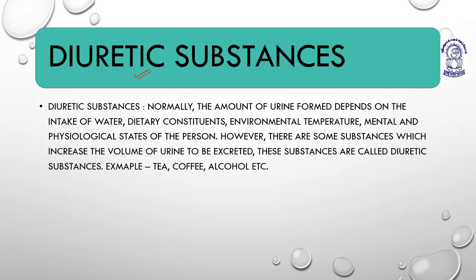Diuretics, antidiuretics, what do they mean? Normally, the amount of urine formed depends on the intake of water, dietary constituents, environmental temperature, and the mental and physiological states of the person. However, there are some substances which increase the volume of urine to be excreted. These substances are called diuretics. So diuretics are the ones which increase the volume of urine. Examples are tea, coffee, alcohol.